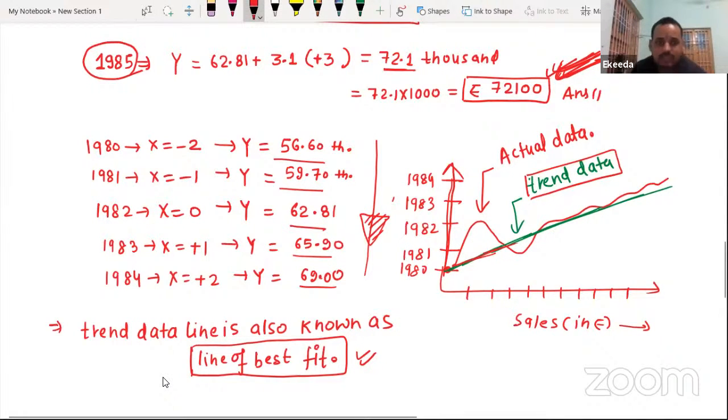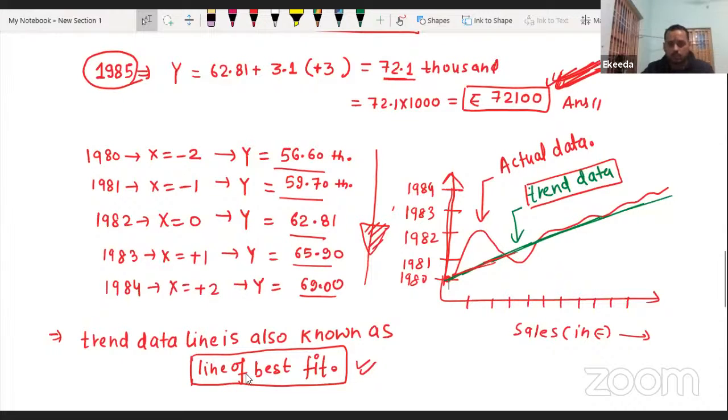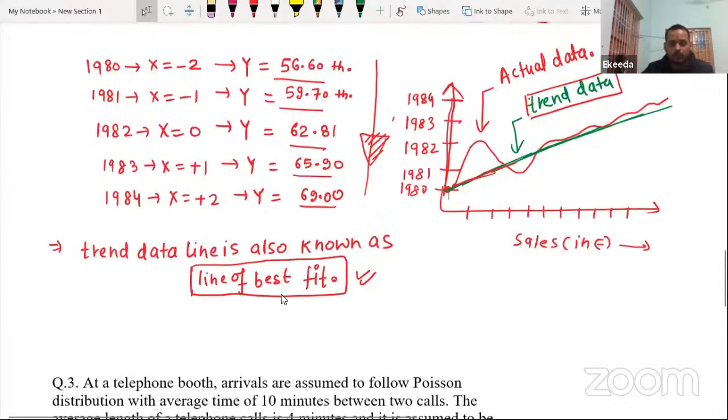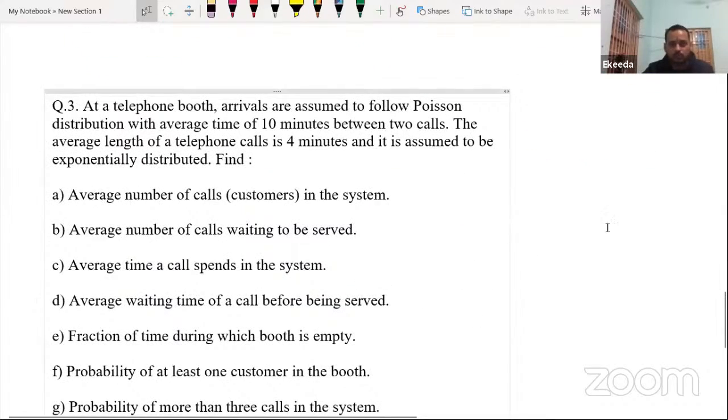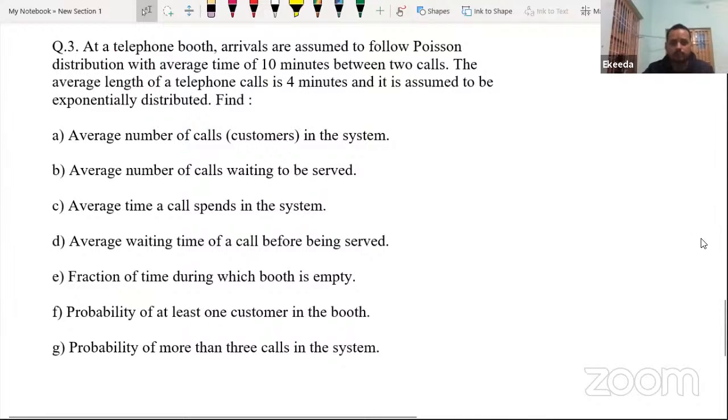So you can plot these things, and you can draw it to scale also. So this is all about the second question, method of least squares. Now we will take our next question.